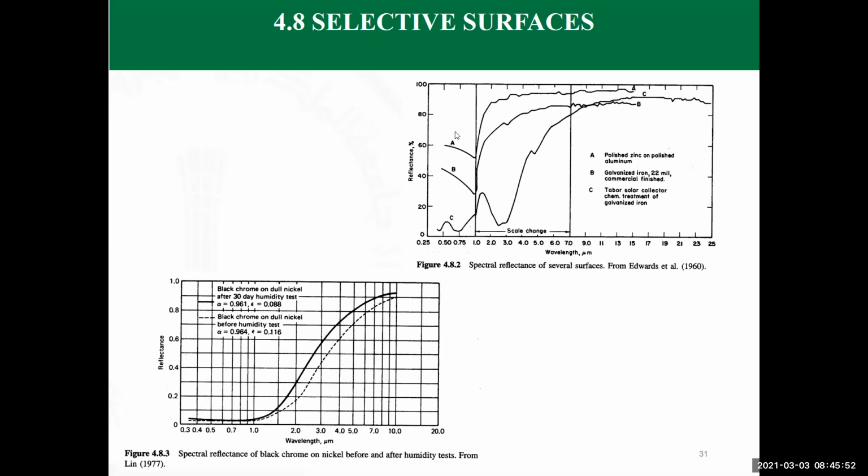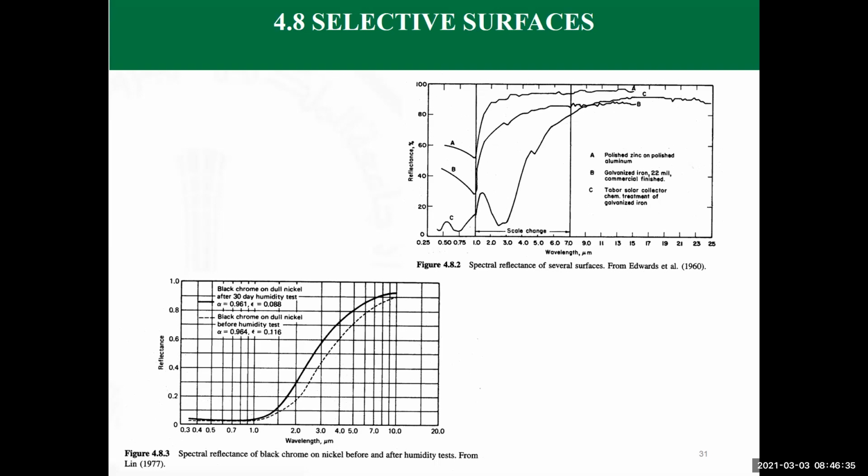And here we have surface A, which is polished zinc on polished aluminum. So basically aluminum is being polished and you have a coating of zinc on top of it, or you have a galvanized iron with a coating of a commercial material on top of it. It's called MIL. And the lower one, again, we're talking about galvanized iron, which is being treated chemically. So these are surfaces that are being adjusted by having the surfaces made of a certain material. The most common of them could be, for example, using galvanized iron or galvanized steel.